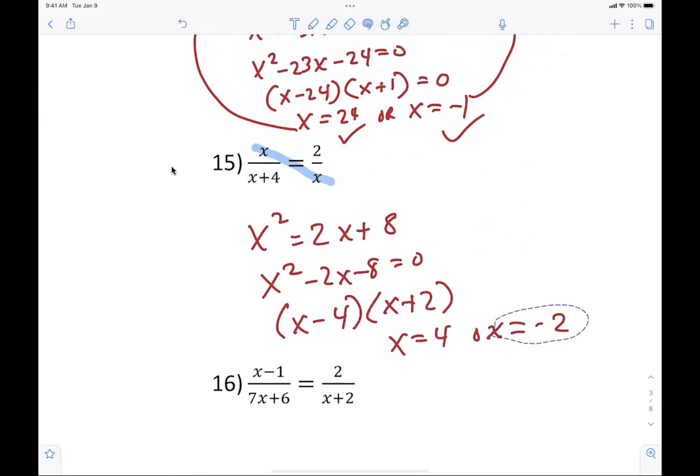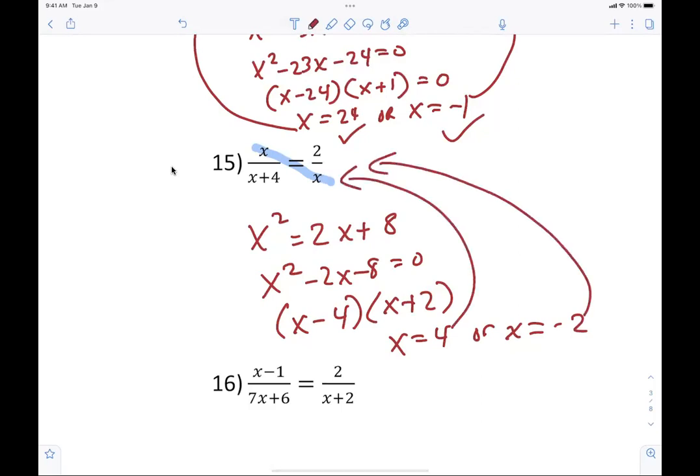Now notice here that I'm always looking to see if they're extraneous. If I plug 4 in, it's okay. If I plug negative 2 in, it's okay. So both of those are considered solutions.